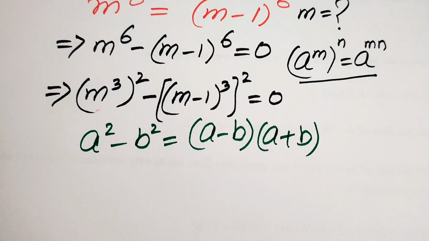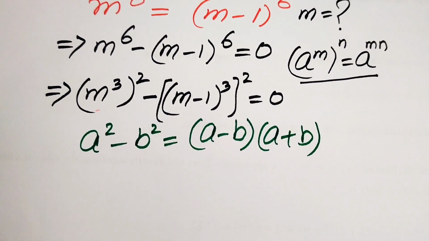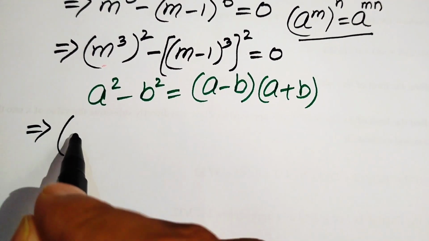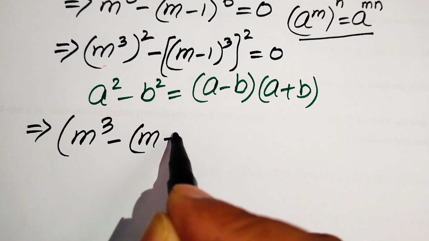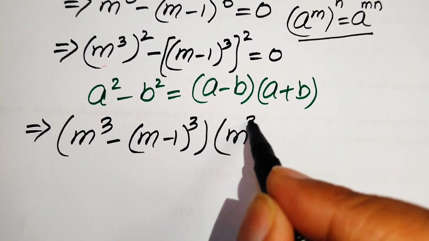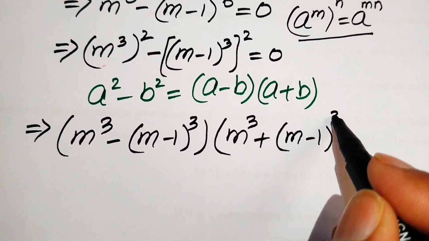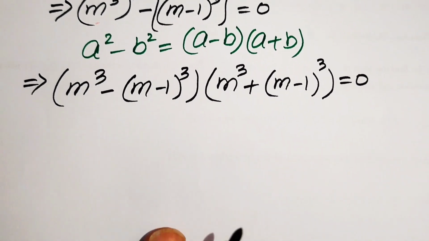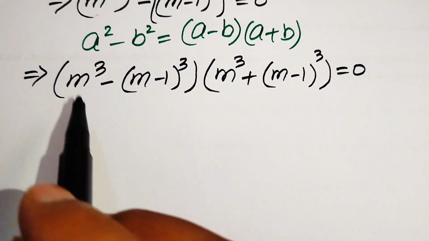So we need this formula on the left-hand side of this equation. When we apply this formula, our above equation will be written as (m cubed minus (m minus 1) cubed) times (m cubed plus (m minus 1) cubed) equals 0. After this step, it is time to convert this equation into two cases.